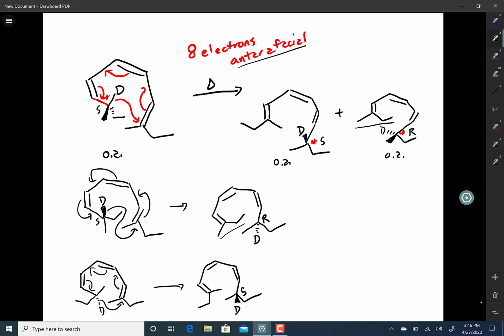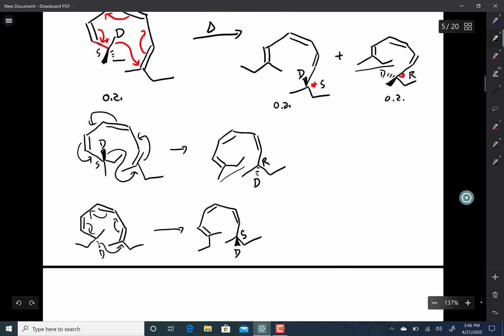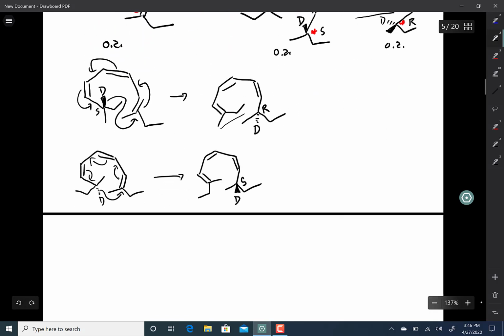So the important thing to do when you're doing this is figuring out if it's antarafacial or suprafacial. And if it started out on one side and it's antarafacial, then it ends up on the other. If it's suprafacial, if it starts out on top, it stays on top. If it's antarafacial, if it starts out on top, it ends up on bottom. Okay.